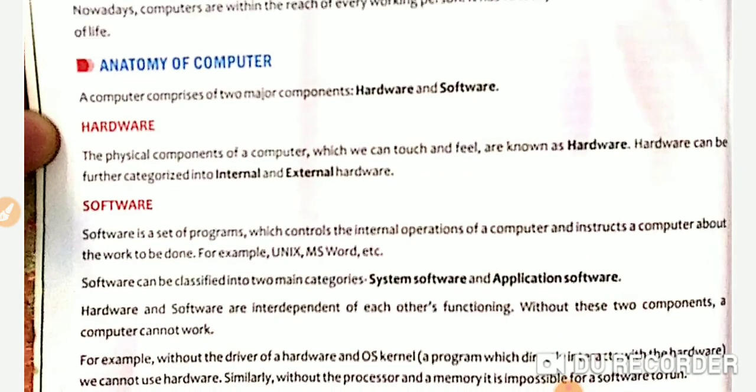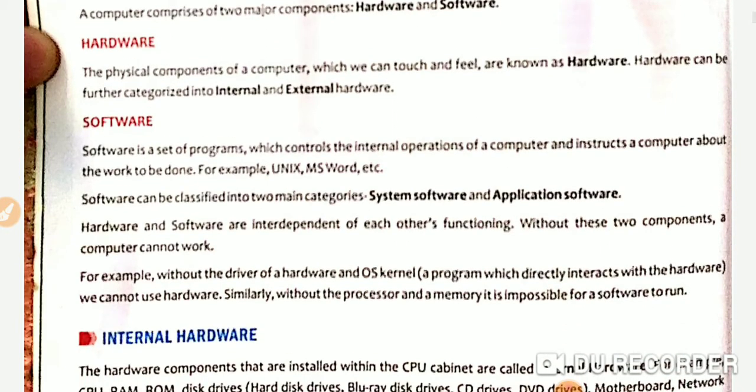Anatomy of computer. Anatomy means the structure of computer. And as you all know, a computer comprises of two major components, that are hardware and software. What is hardware? The physical components of a computer that we can touch and feel are known as hardware. Hardware can be further categorized into internal and external hardware.